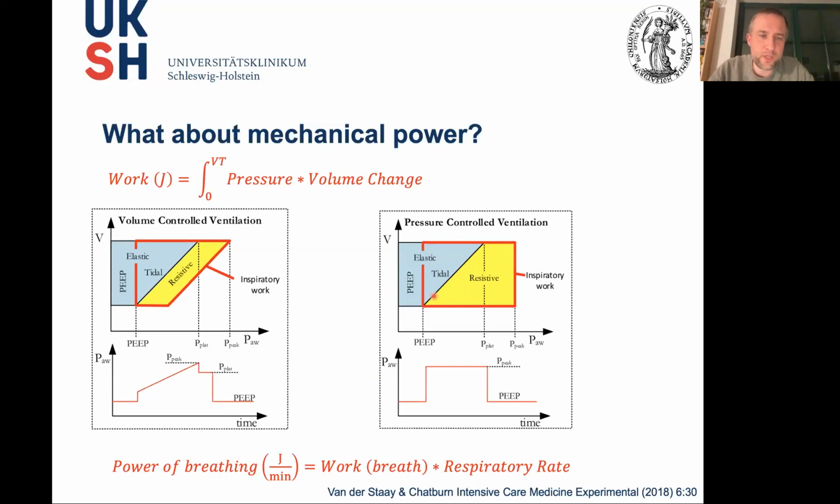What you can already guess when you look at these figures here is that there are different components of work. There is resistive work, there is tidal or elastic work, and then there is presumably work performed to generate PEEP. So you can actually split this into three components: the static work for PEEP, the tidal work to overcome respiratory system elastance, which is the work component that's related to driving pressure, and the resistive work to overcome resistance.